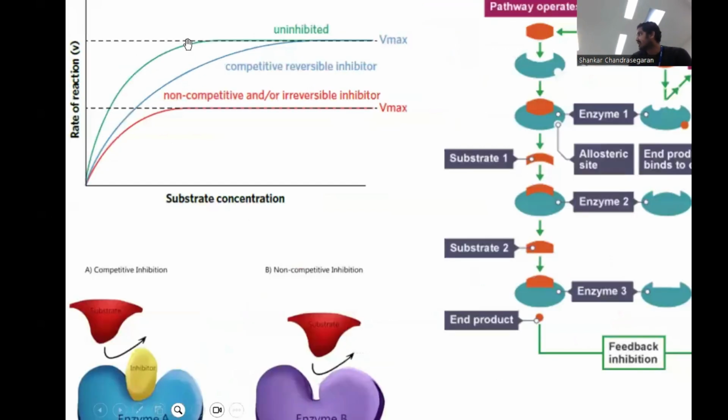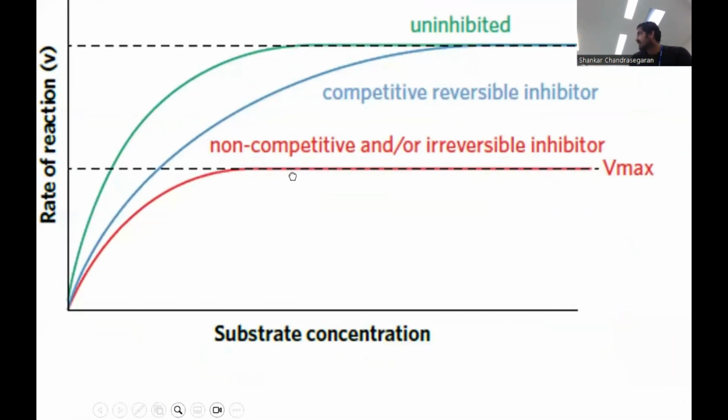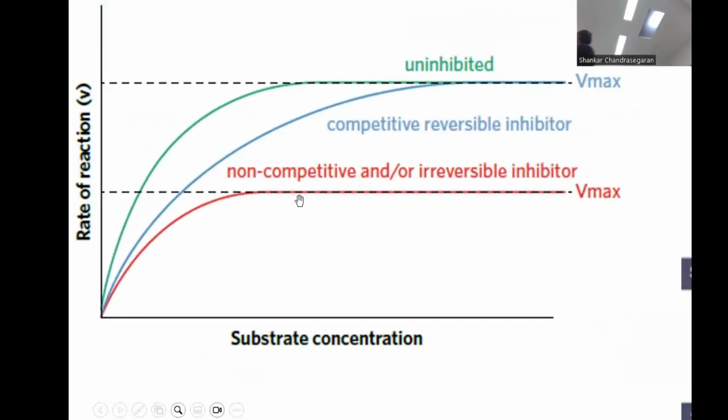So essentially, let's look at this graph right here. This graph will explain what we just looked at. The y-axis is the rate of reaction, the x-axis is substrate concentration. And remember what I said about substrate concentration and competitive reversible inhibitors, right? So the green graph here shows the rate of reaction under a normal situation where there's no inhibition. Essentially it rises and rises until it reaches a saturation point where enzyme availability becomes the limiting factor. So it plateaus and stays consistent.